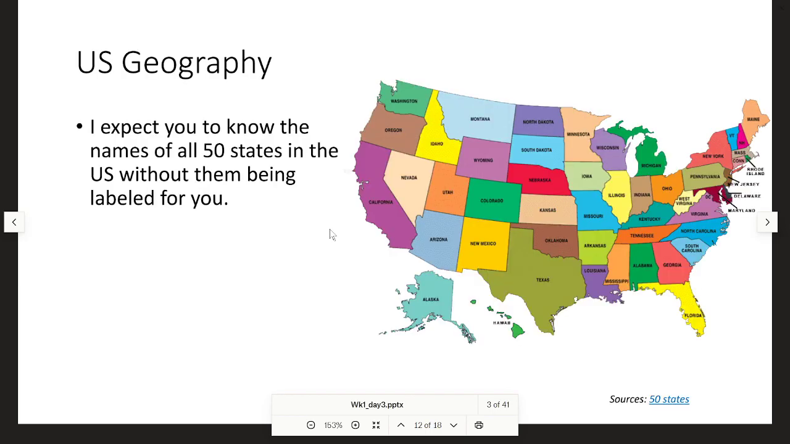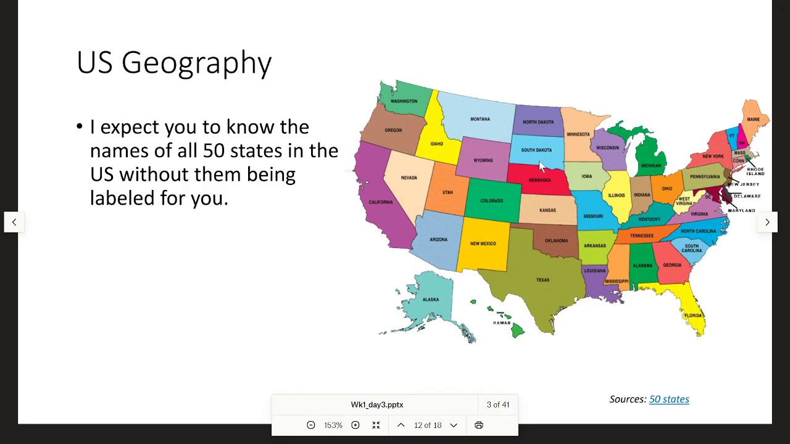U.S. geography. You should know all the states. It's just good practice to know all the states. Some people have a problem with these smaller states. You can remember that Vermont is shaped like a V, and New Hampshire is shaped like an N. New Jersey kind of... I don't know what these look like. Just look at them.